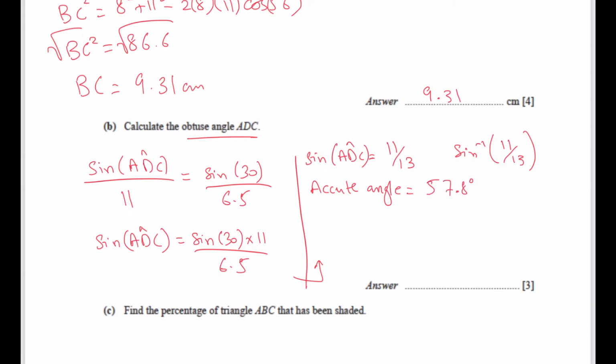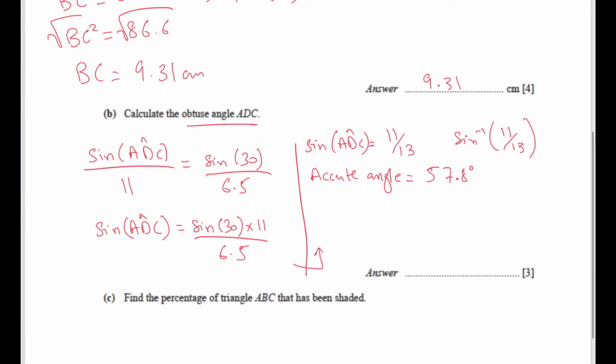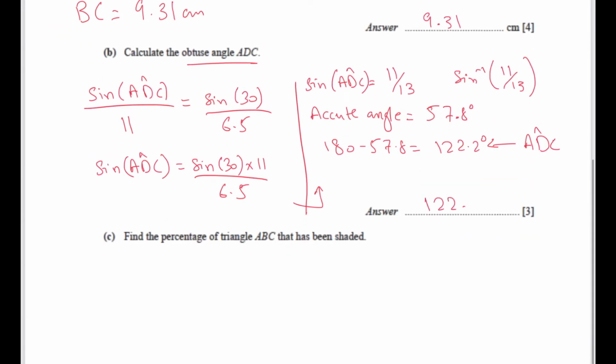When we find that, the acute angle comes out to be 57.8 degrees, right? Now to find the obtuse angle, you subtract 57.8 from 180, and we eventually get 122.2 degrees, which is the obtuse angle ADC. So ADC is 122.2 degrees. I hope that made sense.